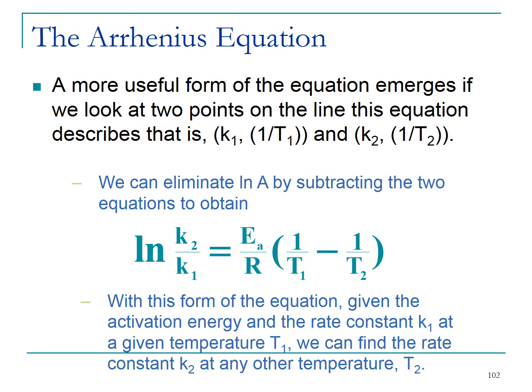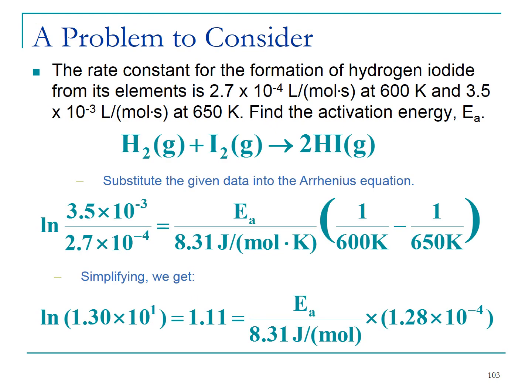So basically what this equation says is, if you know the two temperatures and you know the rate constant at both temperatures, you can find the activation energy. Or if you know the activation energy and the rate constant at one temperature, you can find the rate constant at another temperature. And the next problem shows the example. So this is just an example of using that previous equation.